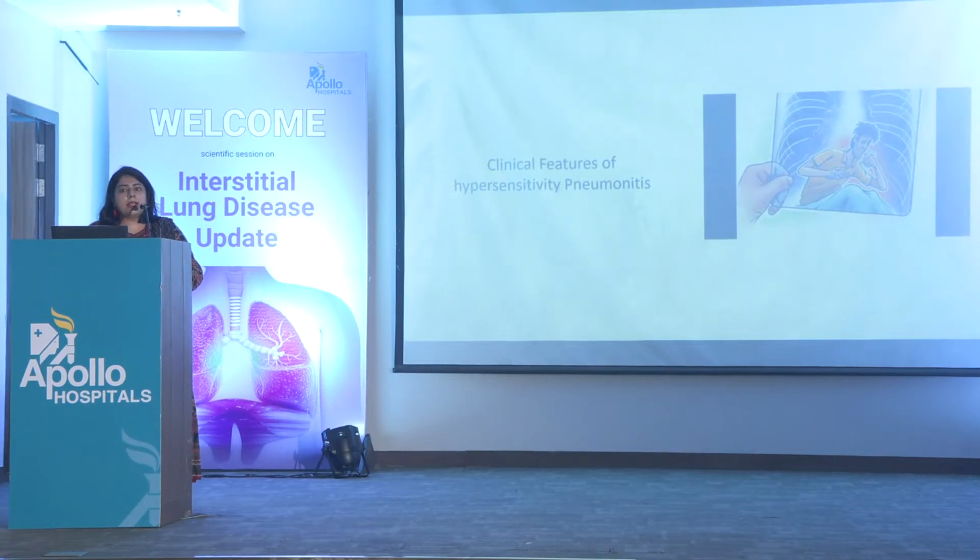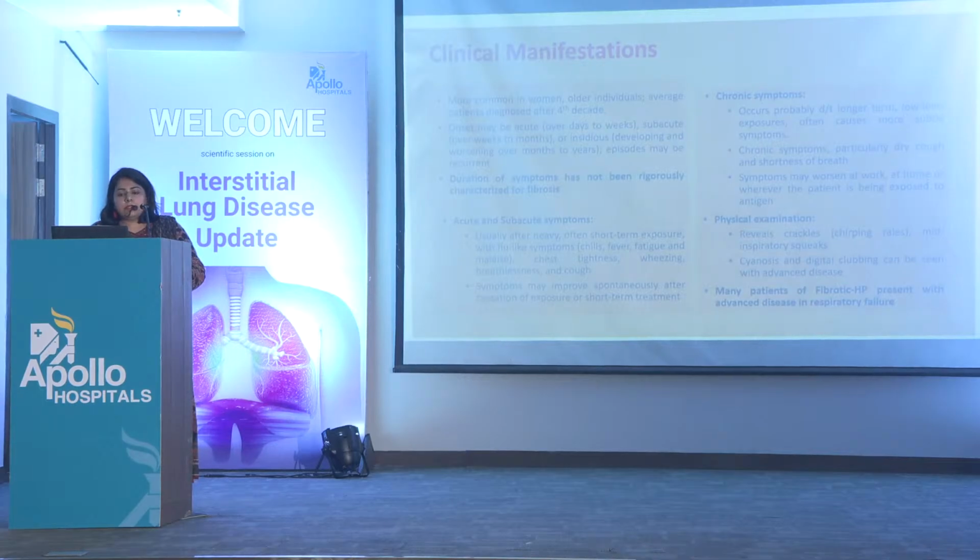So what are the clinical features of hypersensitivity pneumonitis? These patients are more commonly seen in the 4th decade. They may be women. They could have acute or subacute symptoms and chronic symptoms. Acute symptoms could be flu-like symptoms, fever, chills, fatigue, chest tightness, wheezing, and they may not improve with a short course of treatment. Chronic symptoms could be longer, cough for many years, breathlessness on exertion. Even patients with chronic symptoms may have clubbing. On examination, they reveal crackles, which are mid-inspiratory squeaks, and occasionally cyanosis may be seen.